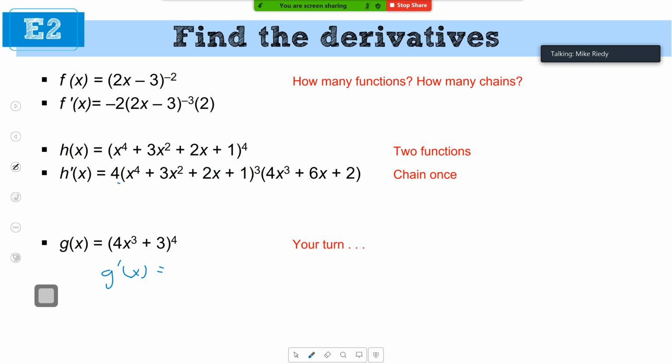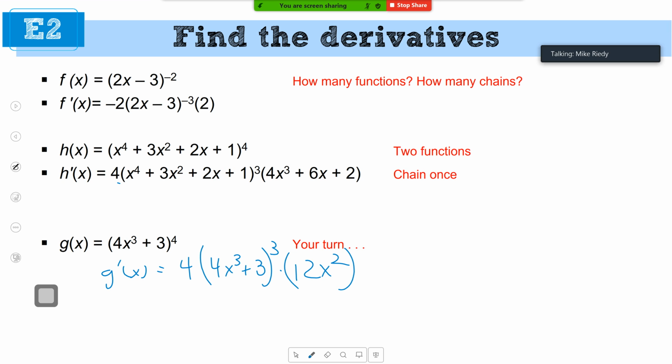Just fire it off. I got 4 times 4x to the third plus 3 to the third power, and then times 12x squared. But I wasn't sure, since you said to not multiply anything out, if I was supposed to multiply the 4 times the 12x squared. Well, let me ask the rest of the crew. Is that right?